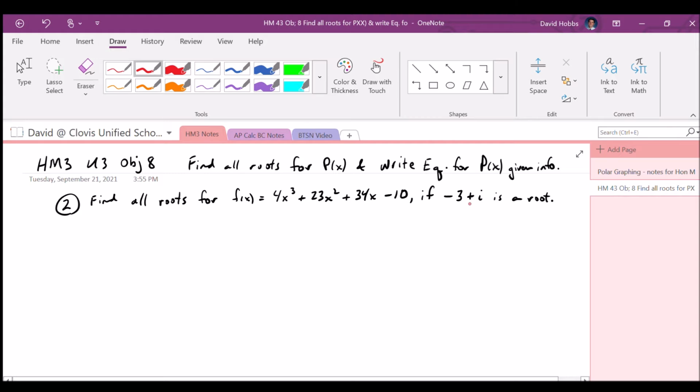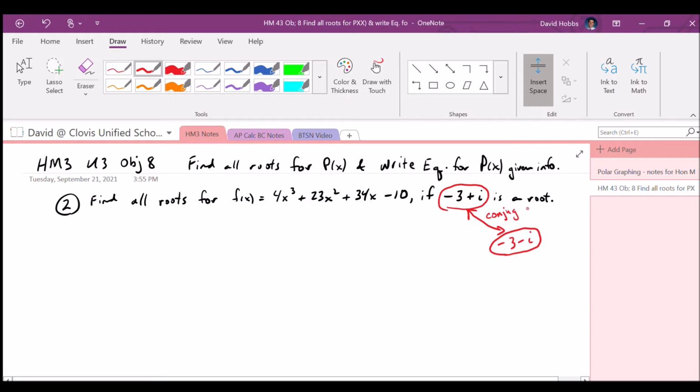And yesterday, the previous lesson, I even talked about the fact that imaginaries come in conjugate pairs. So since imaginaries come in conjugate pairs, the fact that I gave you one imaginary root, effectively, I've given you 2 of the 3 roots for the problem. And so remember that conjugate pairs, they're in the form of a plus bi and a minus bi. So if negative 3 plus i is a root, then negative 3 minus i is also a root. And so this is a conjugate pair.